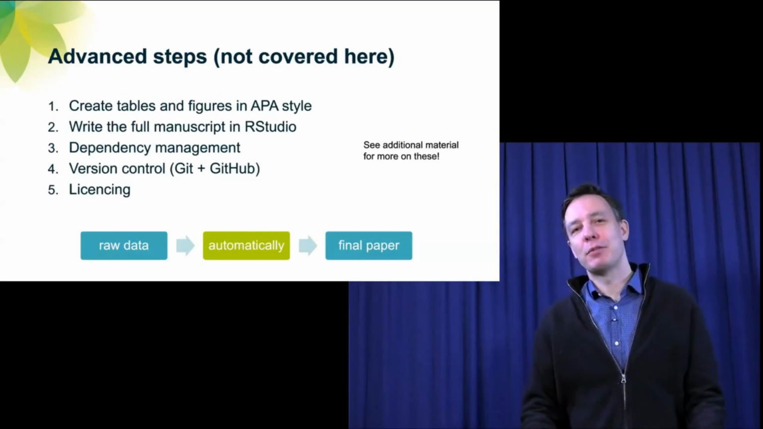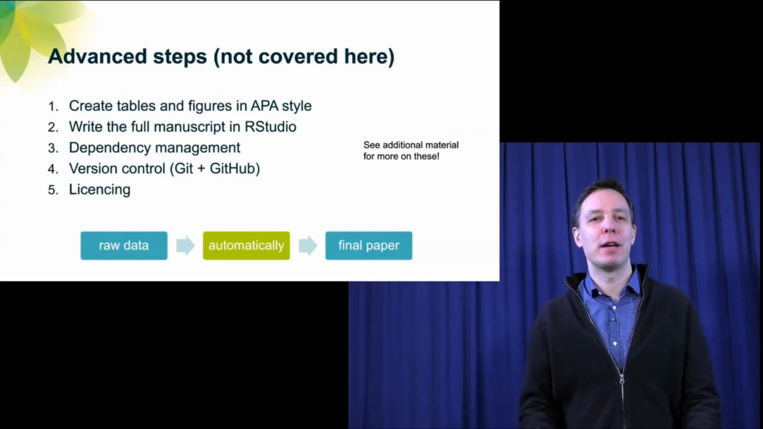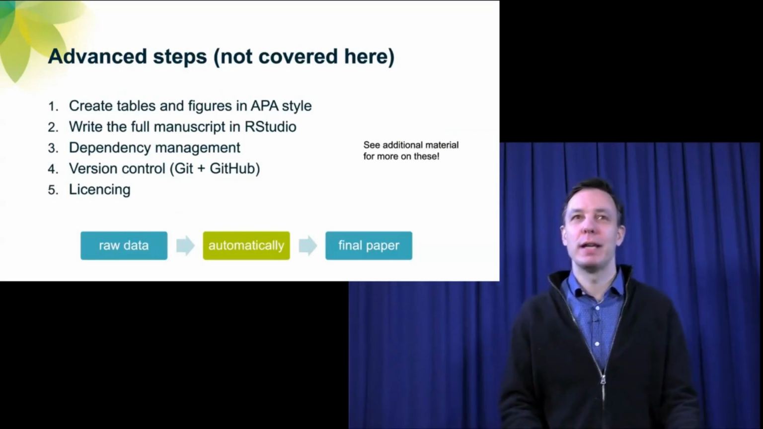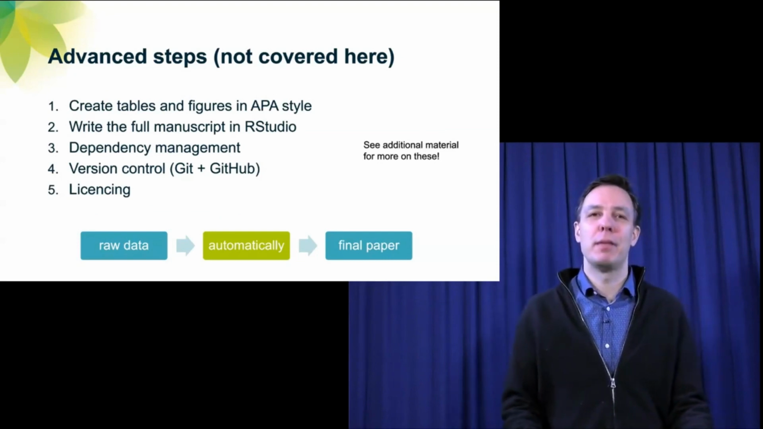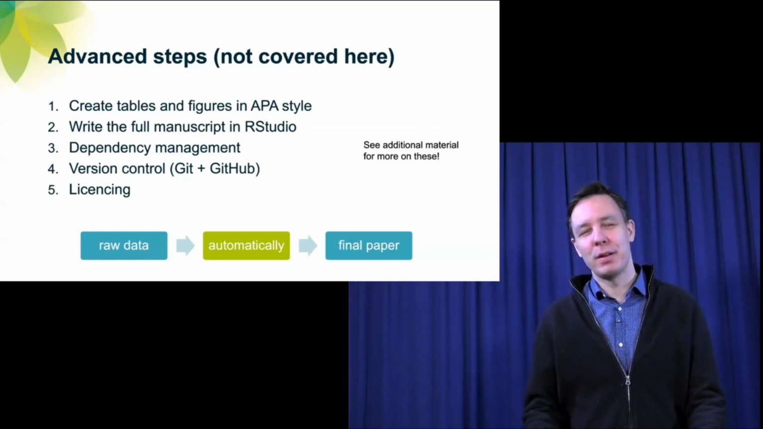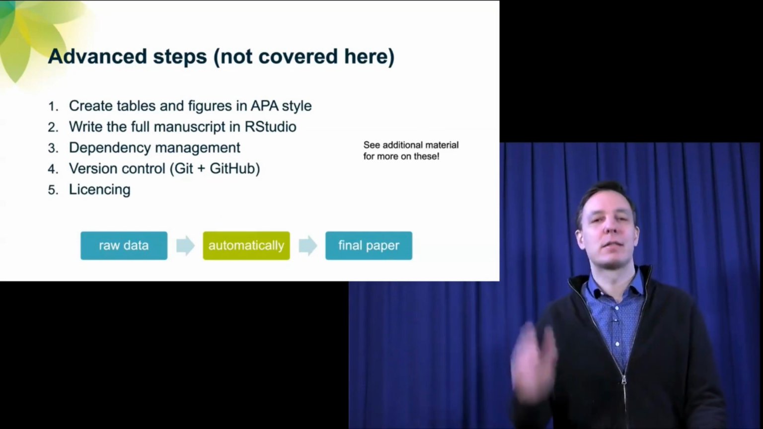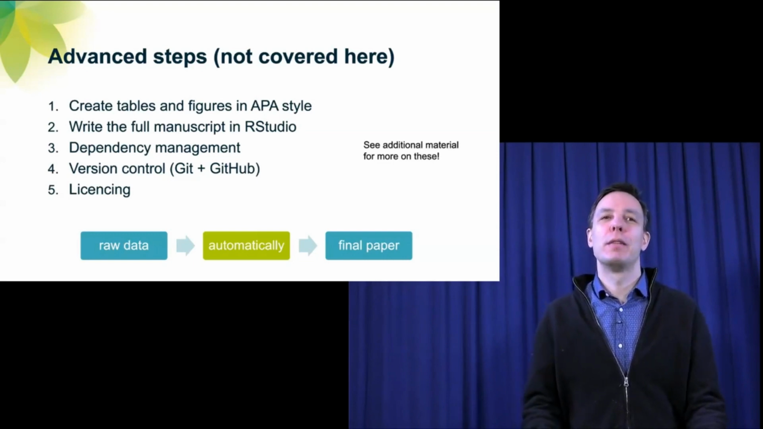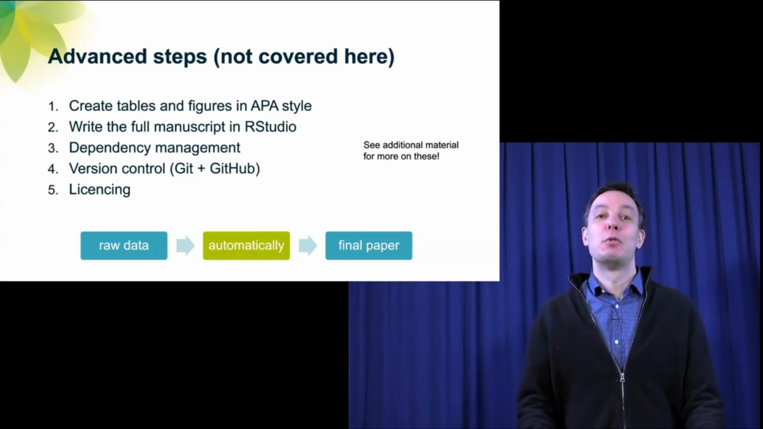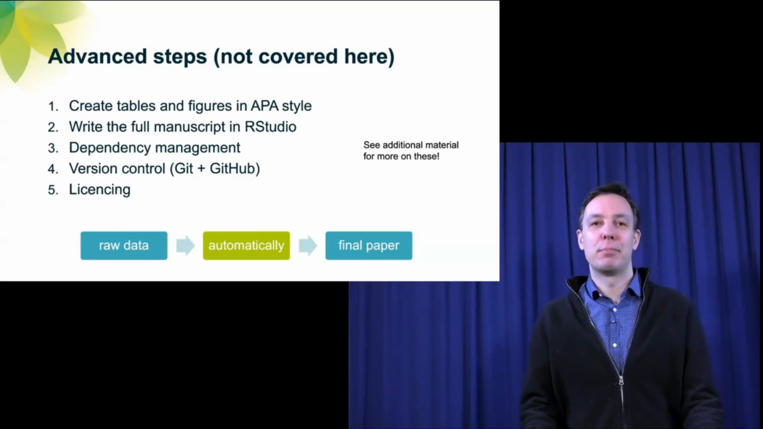But first I want to say that of course it's a way more complicated area, and what we are not covering here is how you create tables and figures in APA style. So you can also write the full manuscript in RStudio. So include the R code and your text together. So then you can do like one button reproducibility, which means that from raw data you can automatically produce the final paper.